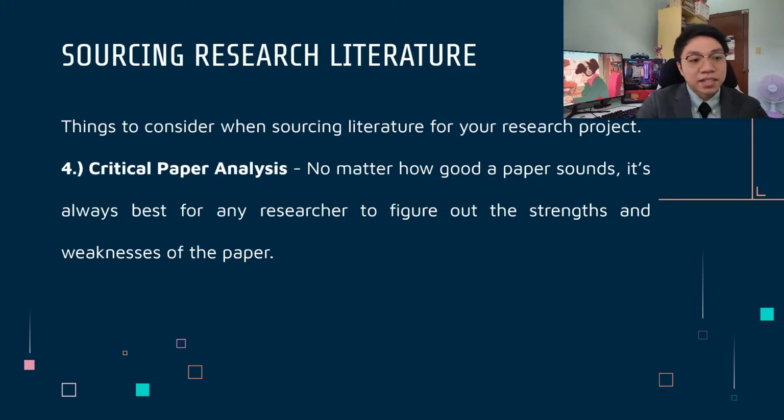Critical paper analysis. So when we're sourcing our research literature, no matter how good something sounds, it's always best to figure out the strengths and weaknesses of the paper that we're reading. There are some papers that may look good at the first try, but as soon as we keep on reading through it, we would figure out where their research greatly lacks, and this could be points where we could put improvements, or some applications that we could put as well for our research, or we can also improve upon.